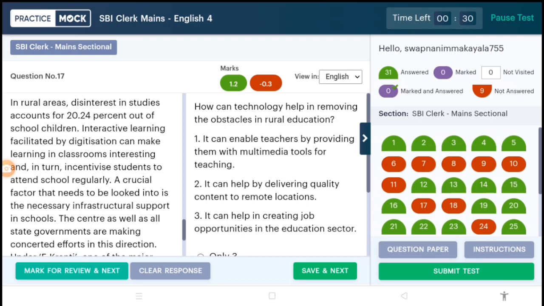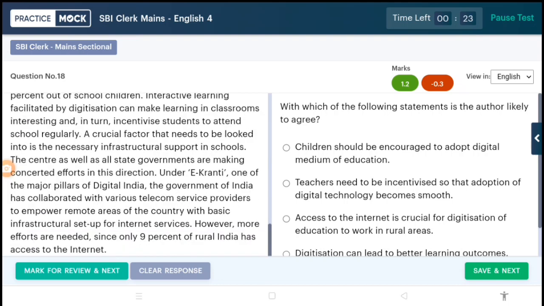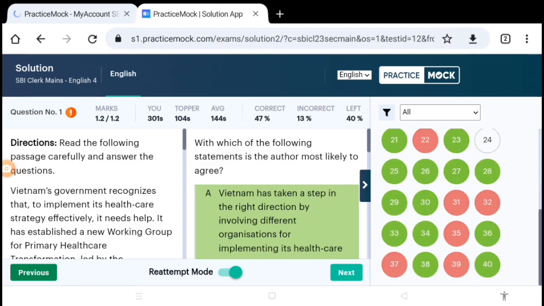Next, with which of the following statements are they likely to agree? Digitization, access to the internet, rural areas. So time is over.